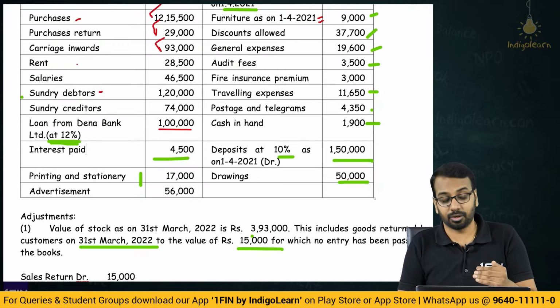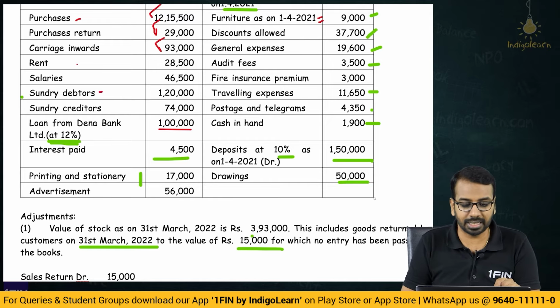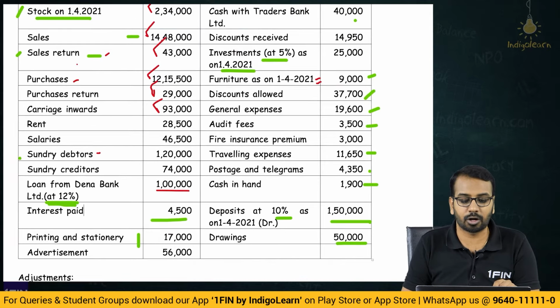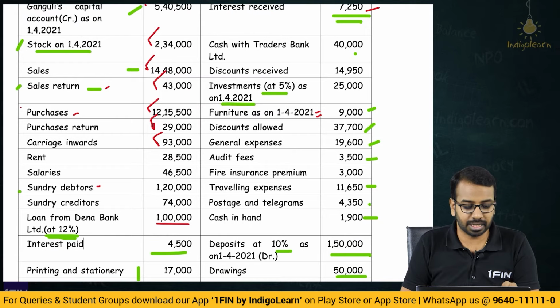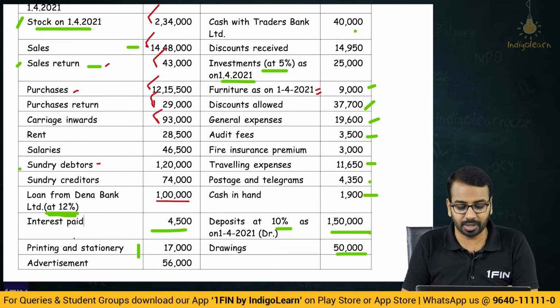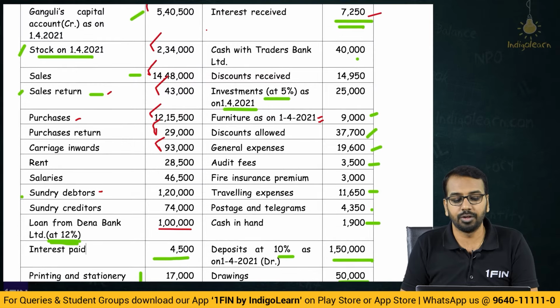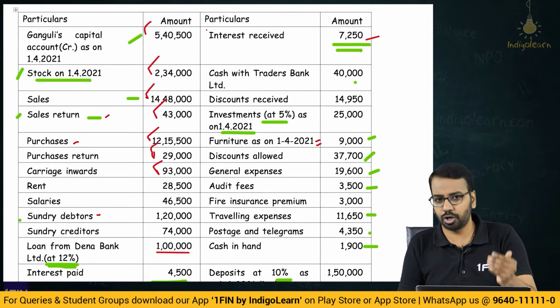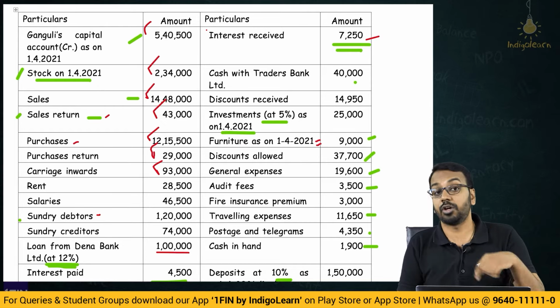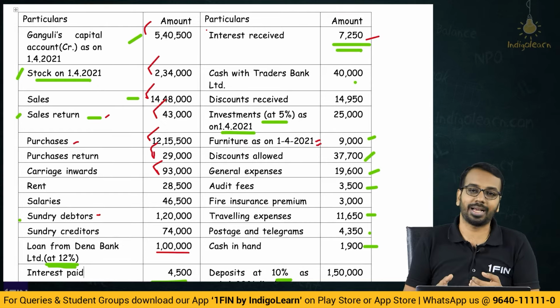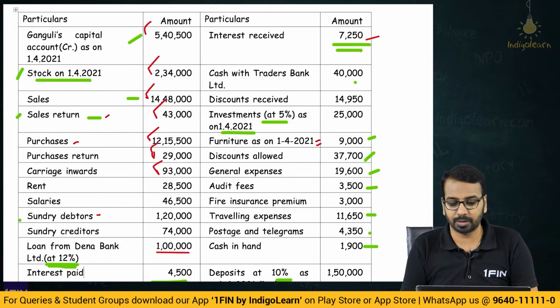Then we have rent, okay, and we have other expenses. So we'll quickly scan through. Do we have any other items for trading account? So this side we have rent, salaries, debtors, creditors, loan, interest, printing, advertisement, drawings, deposits, cash, postage, traveling, fire insurance premium, audit fees, general expenses, discount, furniture, investment. So we don't have any item for trading account. If you are sure, you can calculate the gross profit. If you are not sure, you can continue with the P&L account and come back to it separately or subsequently.